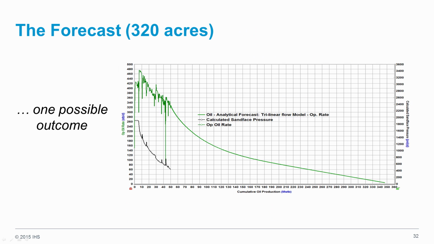From this history match, I created a forecast, and once again, this is one possible forecast. Is this my P50? If so, what is my P90? What is my P10? What are some of the possible outcomes from this well? I know it's not a guarantee that this forecast is going to play out like this.